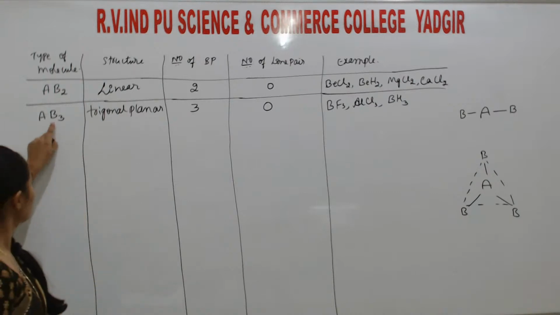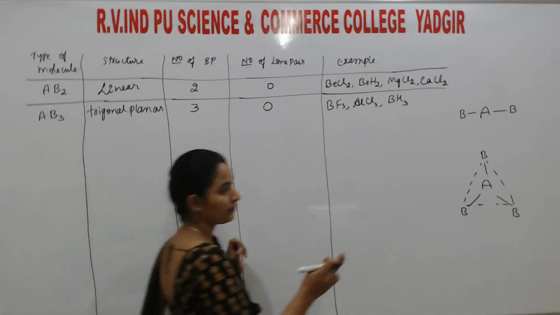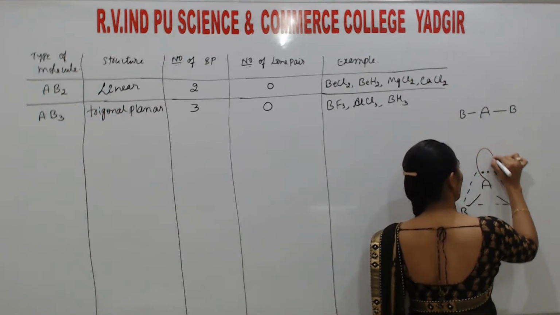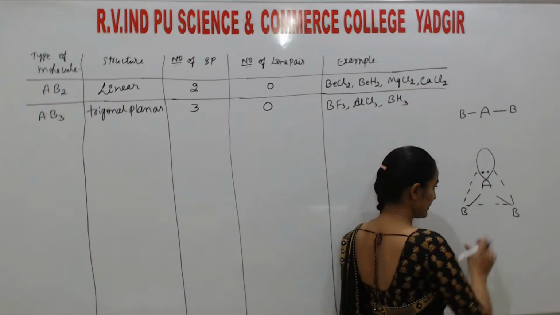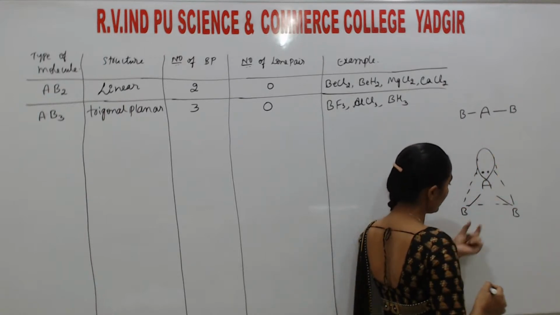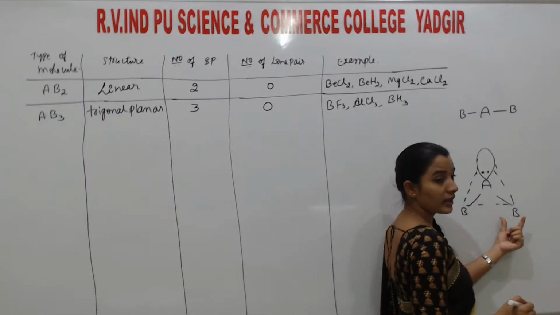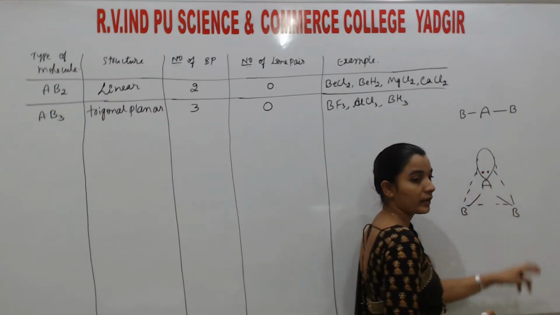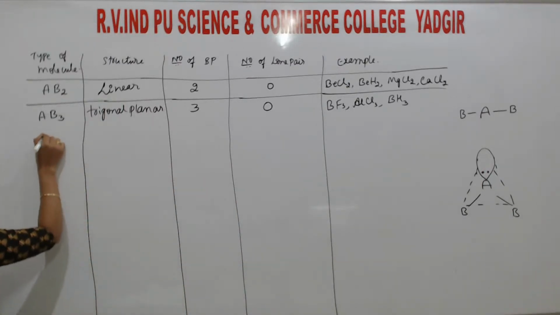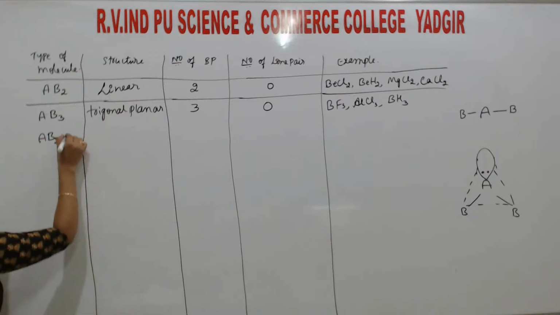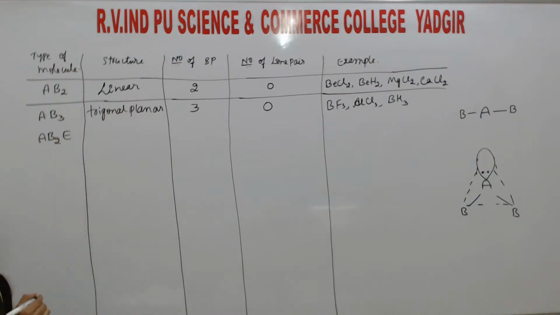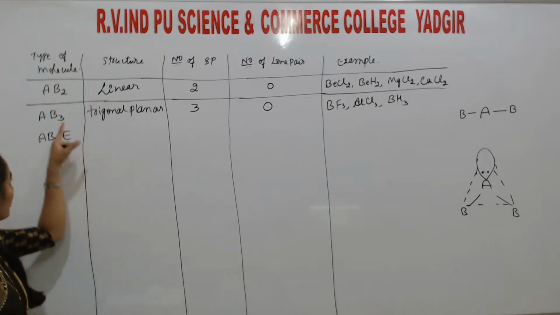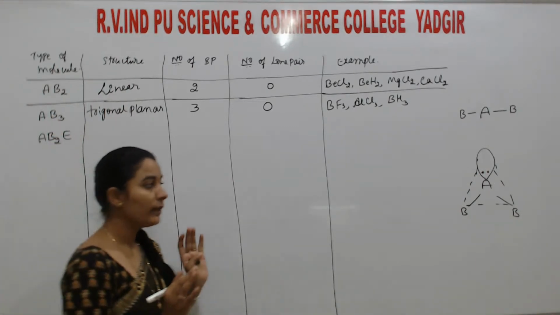For AB3 type, as I told you, three bonds are there. In the place of one bond, there may be a presence of one lone pair of electrons. Of course, this is also trigonal planar. As I told you, at least two bonds are required to explain the shape of the molecule. There may be one lone pair here, then the molecule becomes AB2E, where B2 is the bonded atoms and E is the lone pair of electrons, that is electron pair. Here also the standard structure is trigonal planar only.